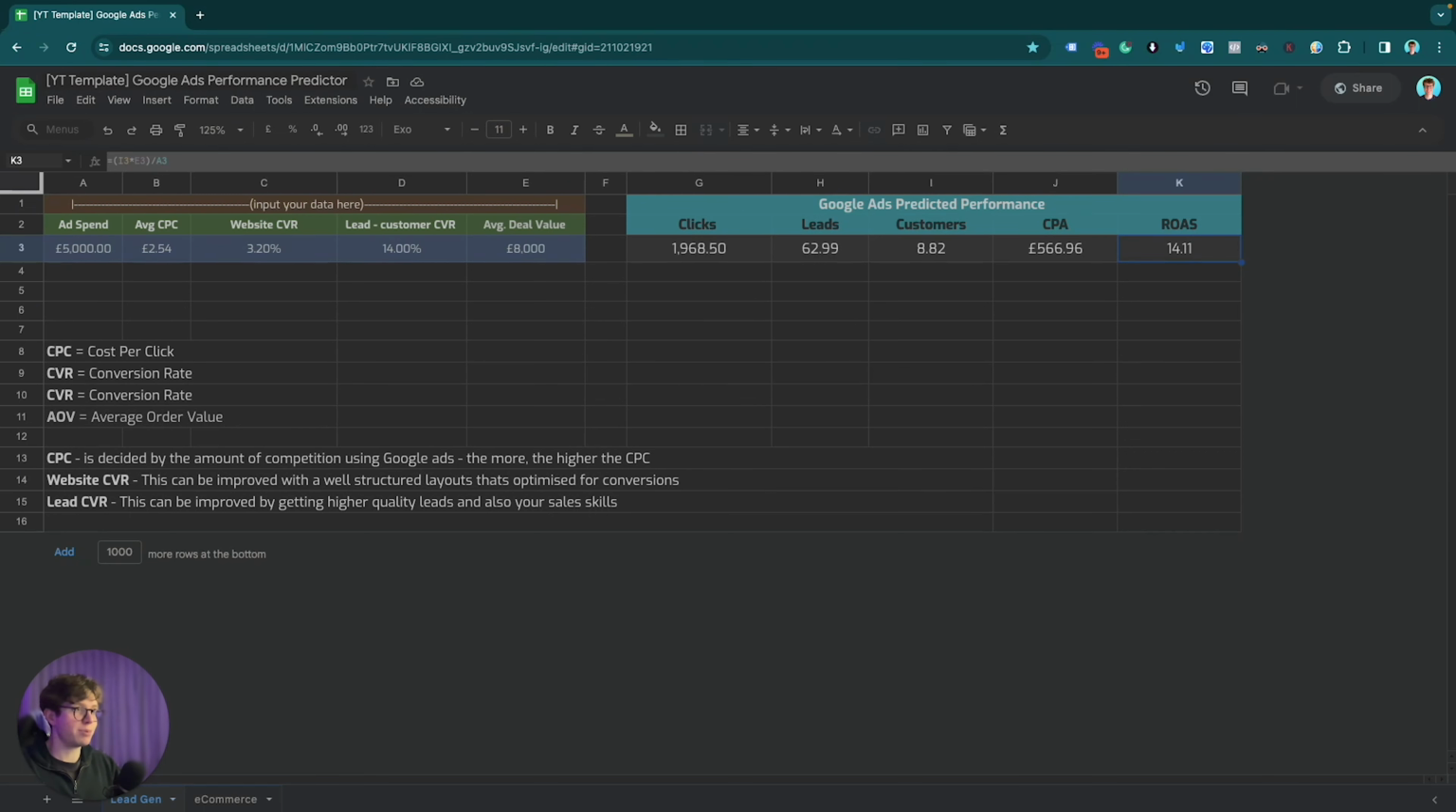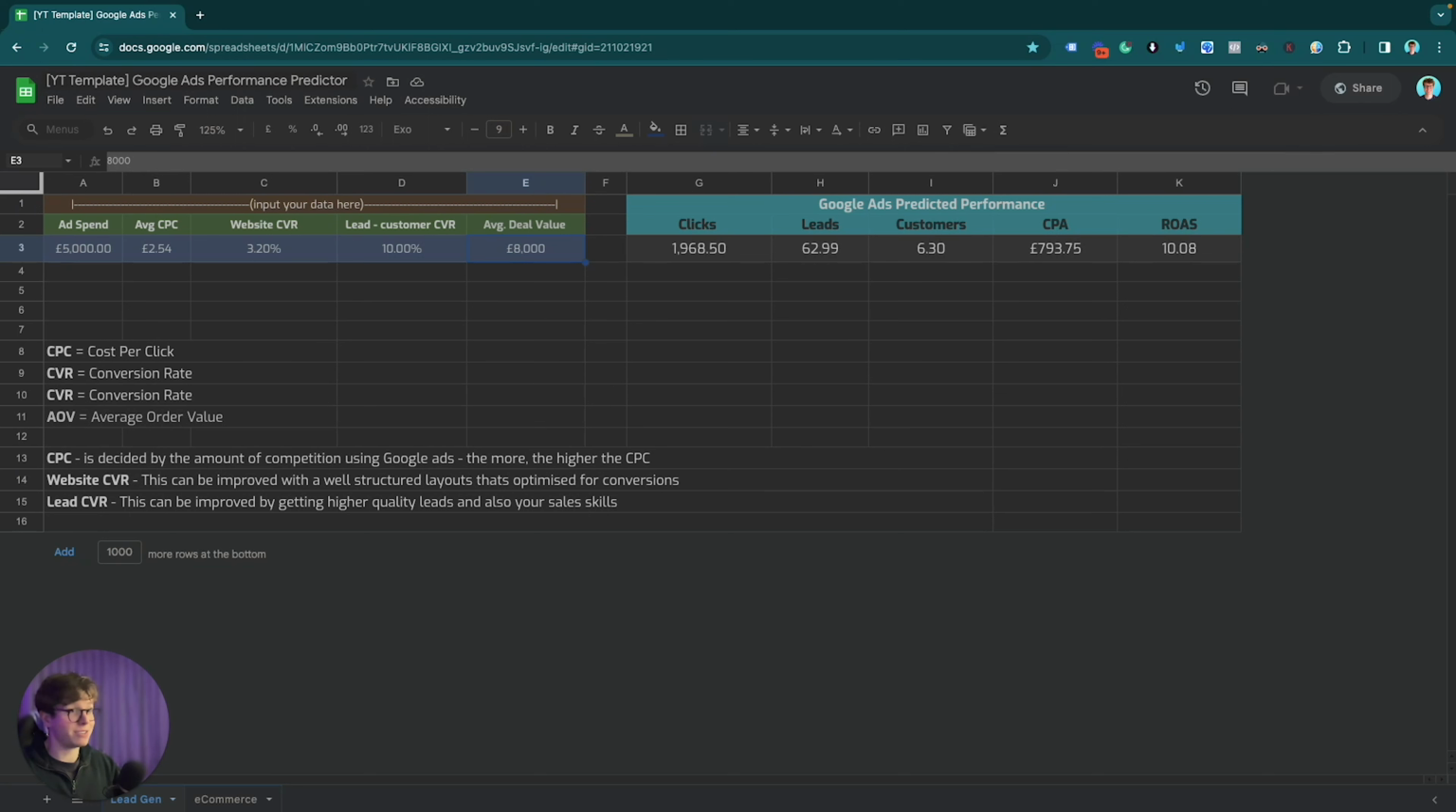However, there are some variables that can affect this. Say if, for example, you are sending some poor quality traffic to your website and you're not really getting a high quality lead sent to that. So we can expect to see our conversion rate to be the same, but our lead quality is going to go down. So we can expect to see this at 10%. So our lead to customer conversion rate is now at 10%, and we can see how this has affected it. Our CPA has gone up to nearly £800 and our ROAS has gone down to 10.08. So that's how lead quality can affect your results here.